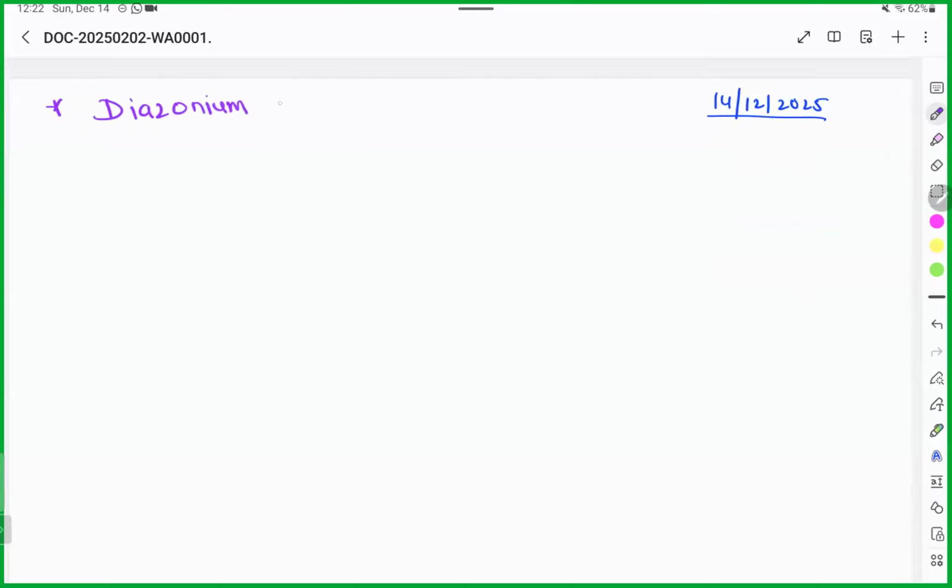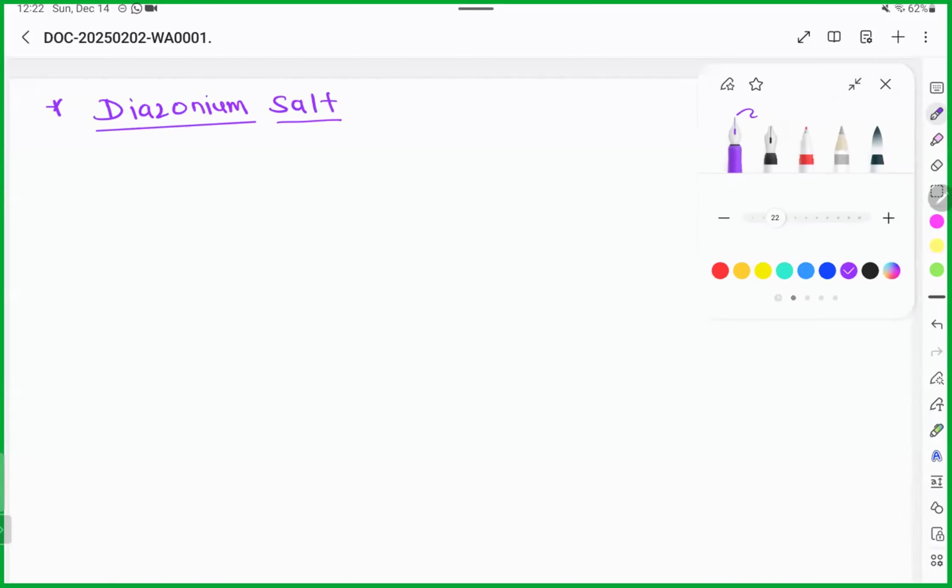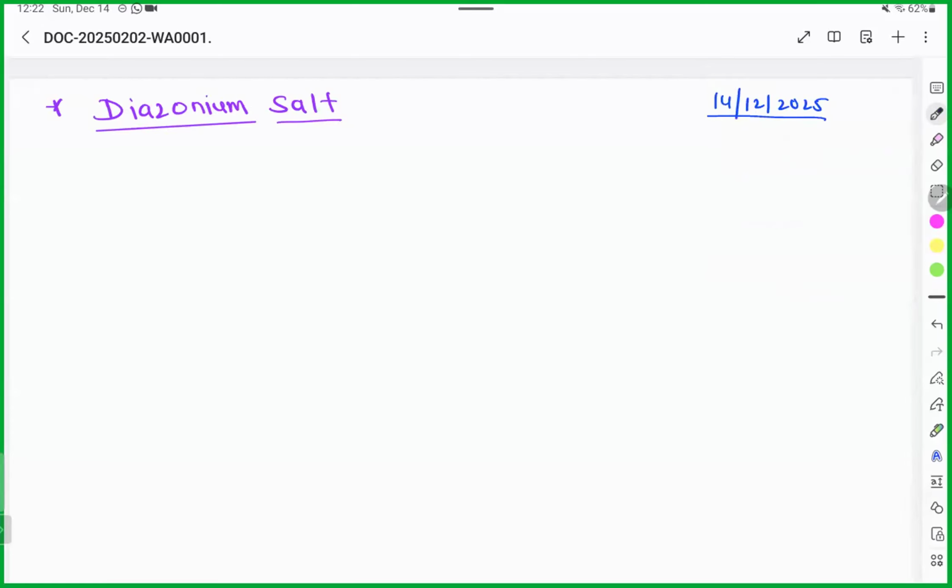When it comes to the diazonium salt, as the name suggests, we have diazo. Samarth, what is diazo? An azo compound is where two nitrogens are bonded by a double bond. Yes, whenever you have a nitrogen double bond and it is attached to some other part, it is known as diazo.